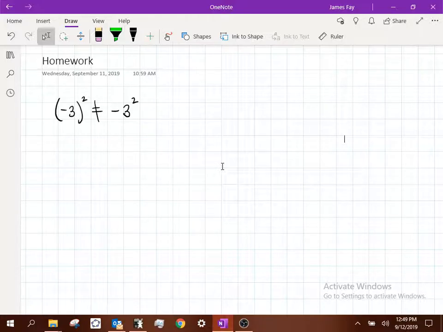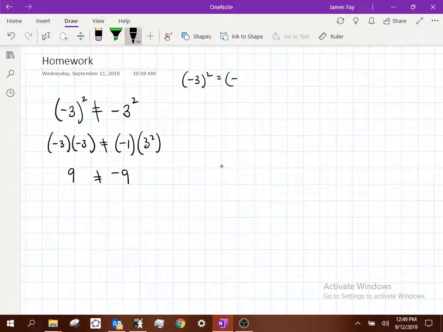If I go (-3) squared, obviously that means -3 times -3. It's an even number of negatives, right? So that becomes a +9.